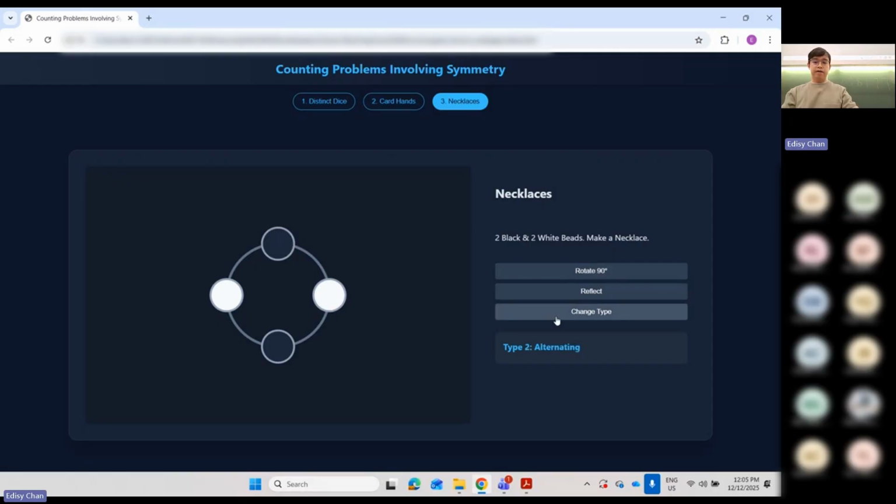And you change the type, then you can see that now if you reflect it, you get the same thing. Actually, just that thing, right? But when you rotate it, you get another arrangement, right? So remember, different arrangements may give you the same thing. So when we count, we have to take into consideration the symmetry, all right?